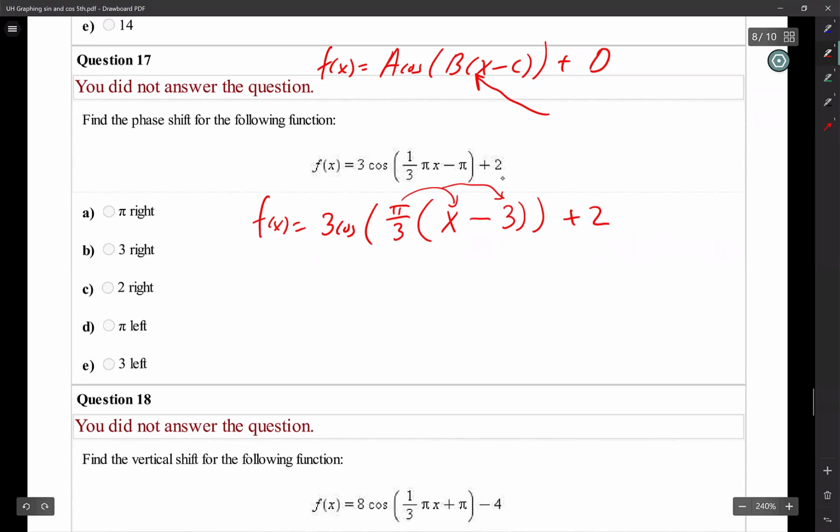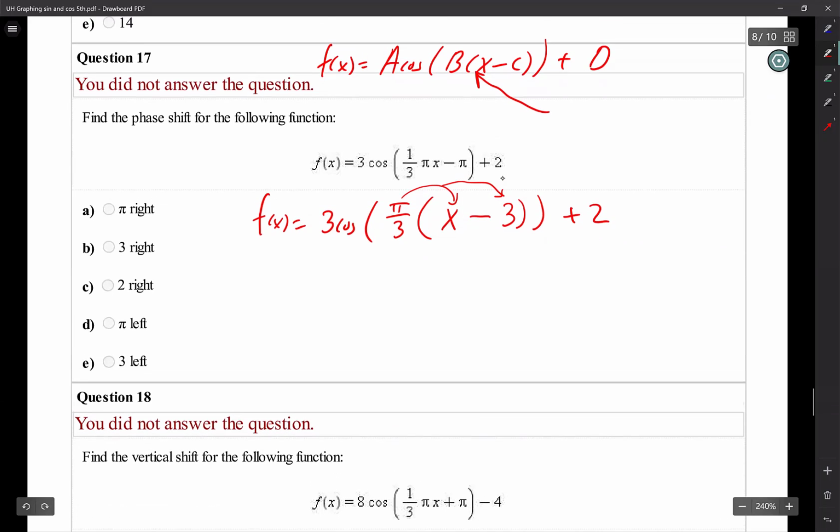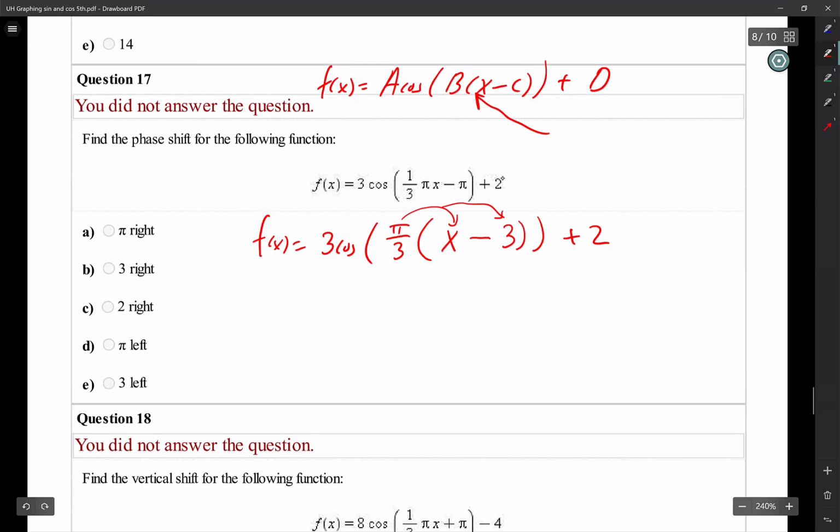So now that you did it that way, you can tell easily how much it moves. How much does it move? 3 to the right. So phase shift means horizontal shift, guys.